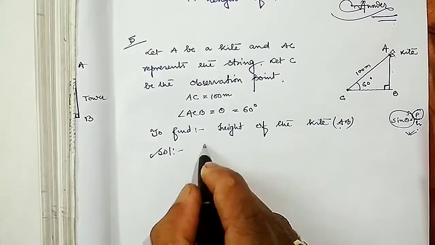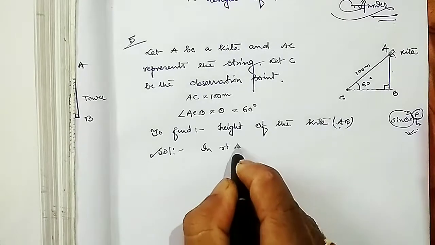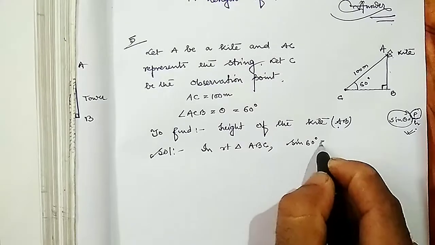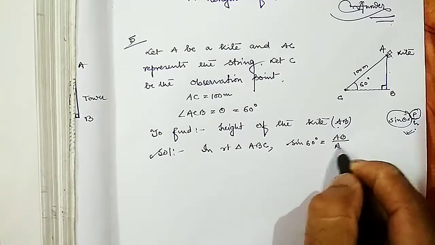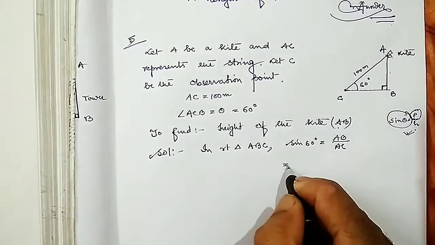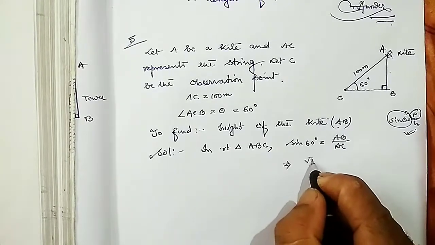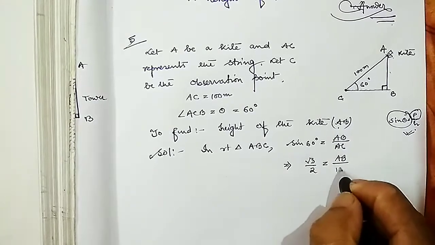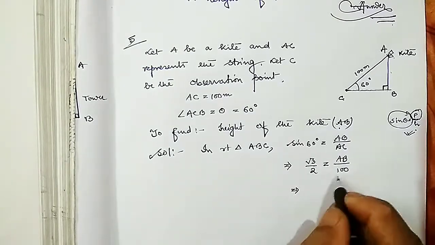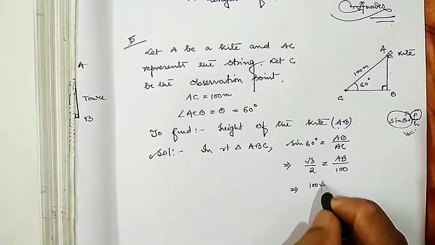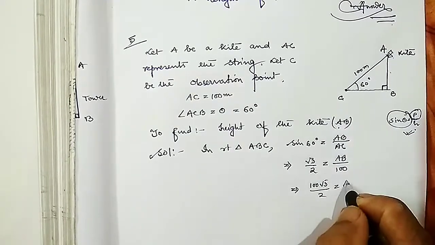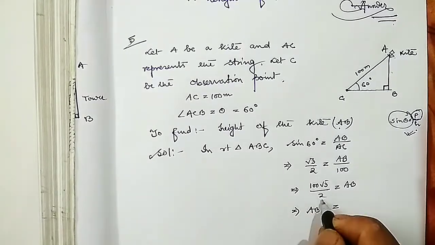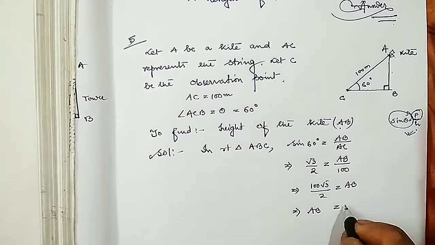So in solution part you write in right triangle ABC, sin of 60 will be AB by AC. Now sin 60, what's the value of sin 60? Sin 60 is root 3 by 2 equals to AB is not known, AC is 100. So if I cross multiply, it will be 100 root 3 by 2 equals to AB. That means AB equals to 100 root 3 by 2. If I cancel, I'm going to get 50 root 3.